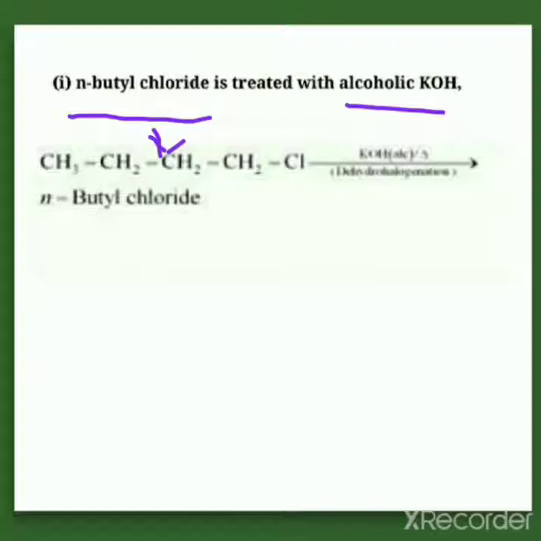N means the chain is a straight chain, then only it is called N-butyl chloride. That means there is no branching here. Butyl chloride means there are 4 carbon atoms, that is 1, 2, 3, 4 carbon atoms, and Cl is on the first carbon. That is N-butyl chloride. And alcoholic KOH is given here.